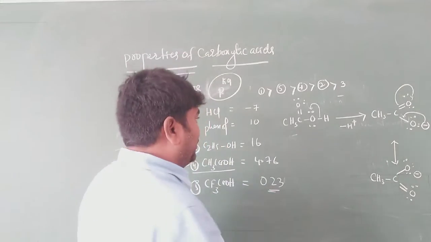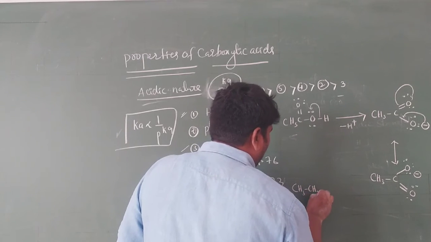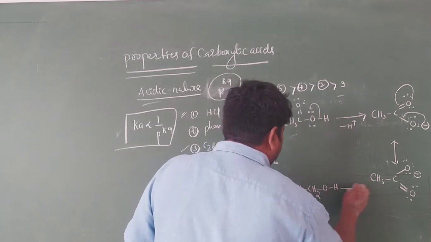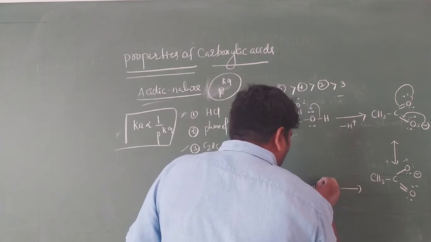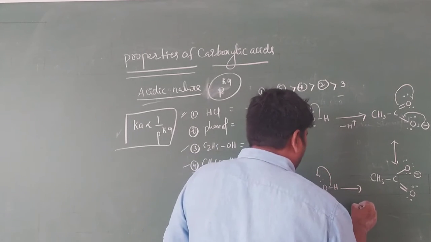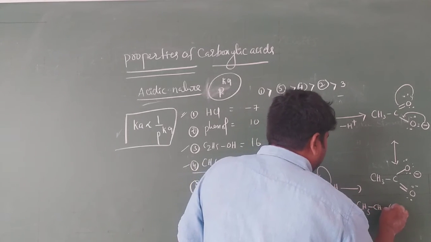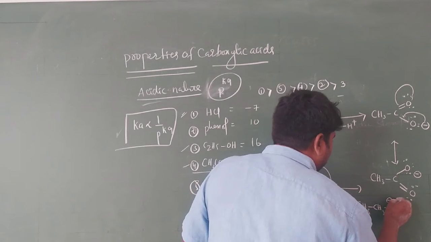Suppose you take CH3, CH2, OH. These 2 electrons are gained by this one, and you get CH3, CH2, O minus, that means it has lone pairs.